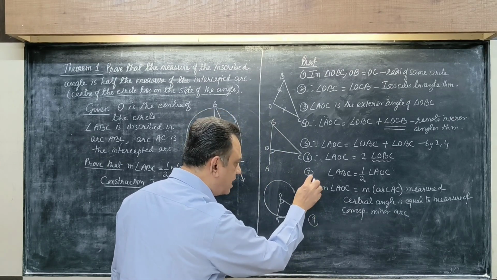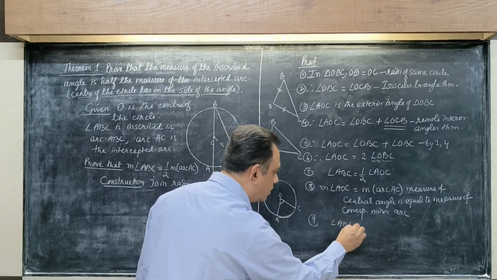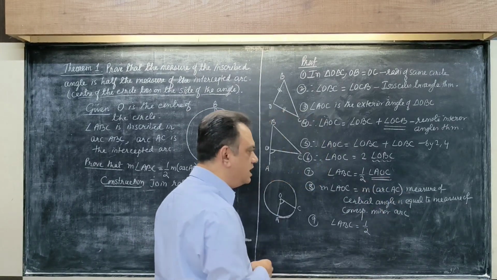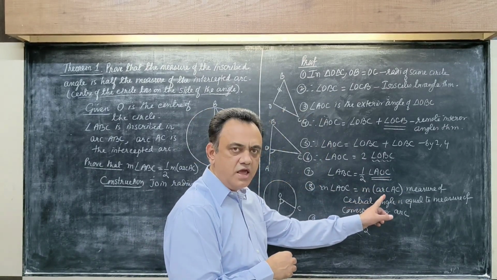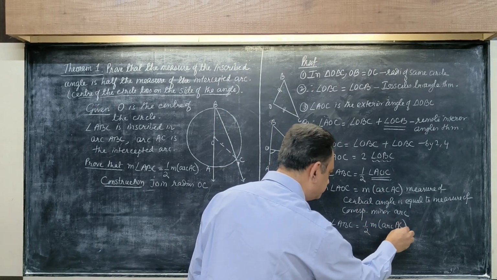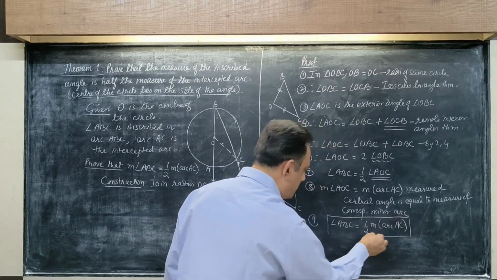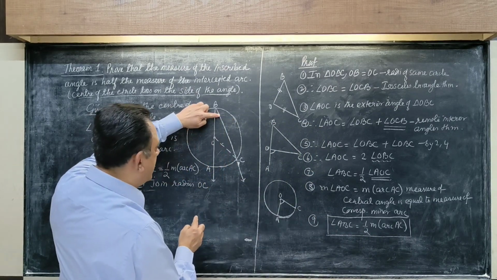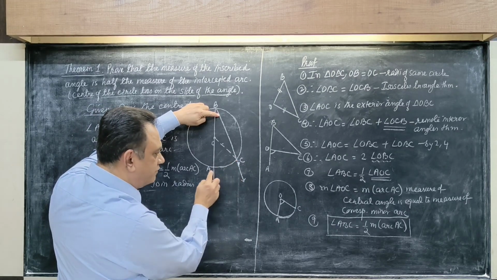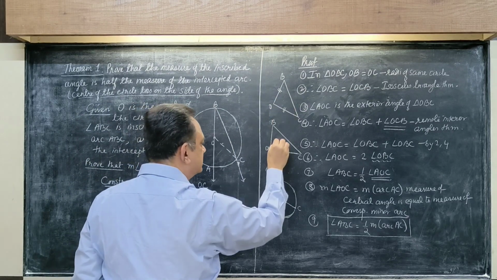Looking at the 7th and the 8th step, angle ABC is equal to half, and for angle AOC I made the substitution, that is measure arc AC. So I have proved that measure of the inscribed angle ABC is half the measure of the intercepted arc using the three basic things.